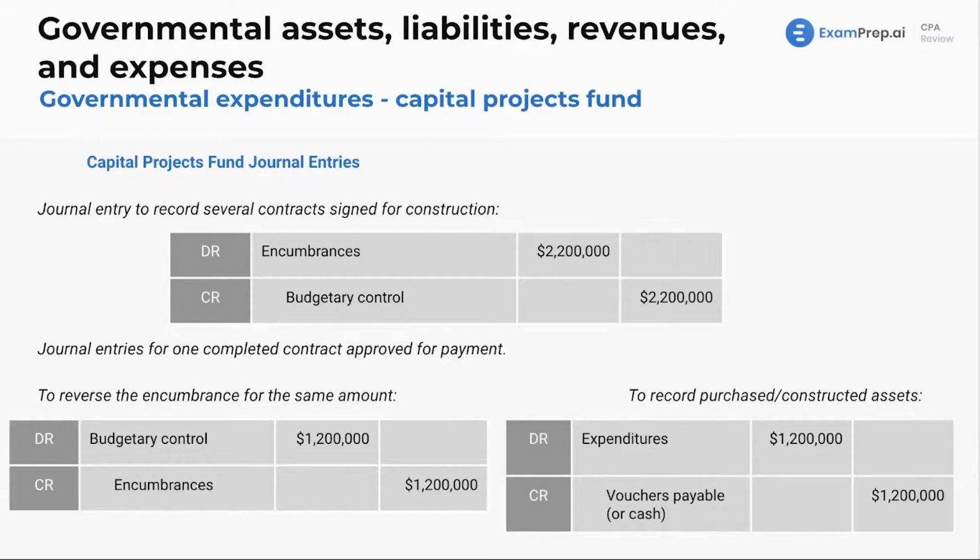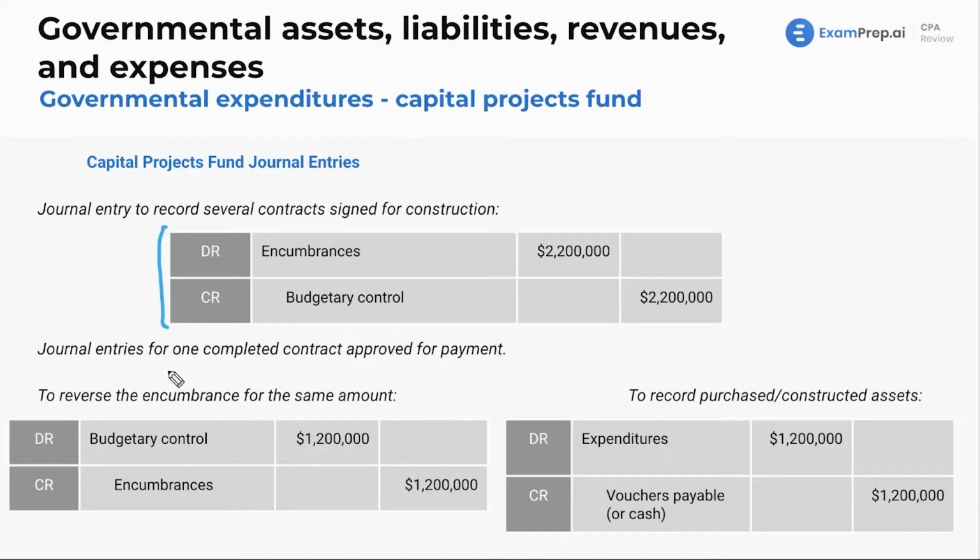Bunch of journal entries here. We've got a journal entry to record several contracts signed for construction. So we are the government. We want a bunch of construction completed. We want to restrict that money, commit that money, encumber it. So we debit encumbrance. It's a little different from expense, in that we're just committing the money. And we credit budgetary control. So, definitely a good level different from corporate accounting here.